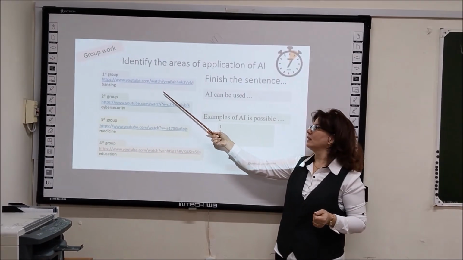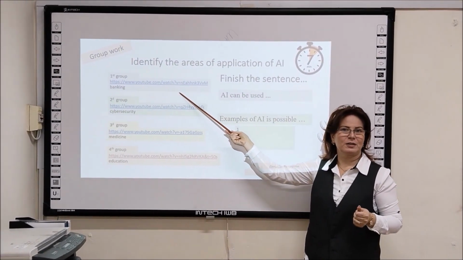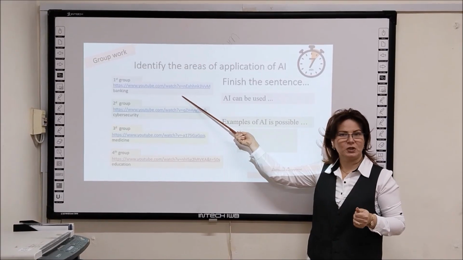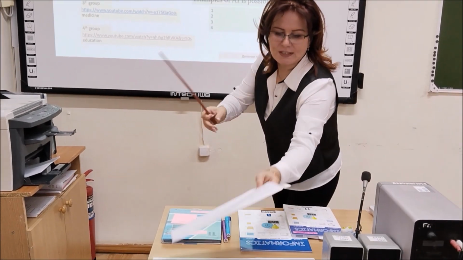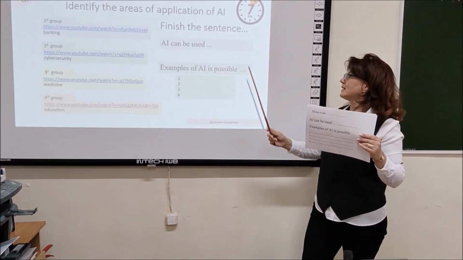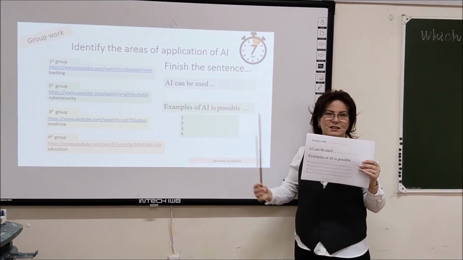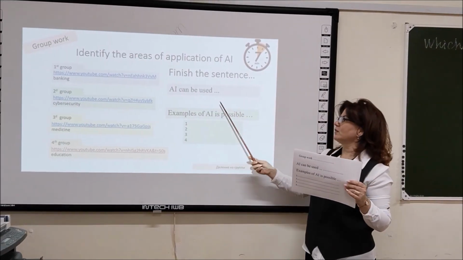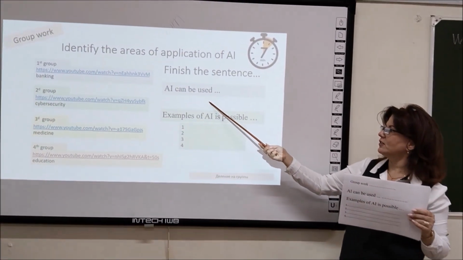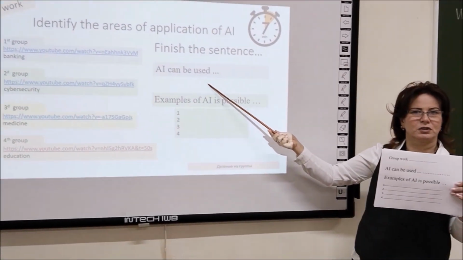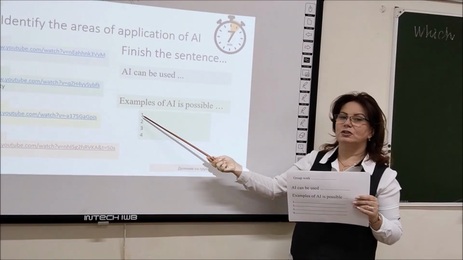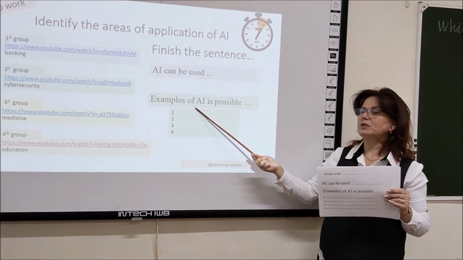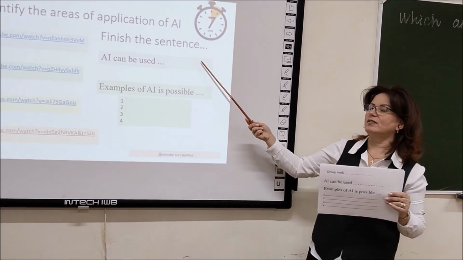Each group has a link to the video. You should watch this video. After this, your group will discuss the sentences and finish these sentences on the poster. The first sentence: artificial intelligence can be used. You should write down the ending of the sentence. And you should write down examples of artificial intelligence in these spheres.